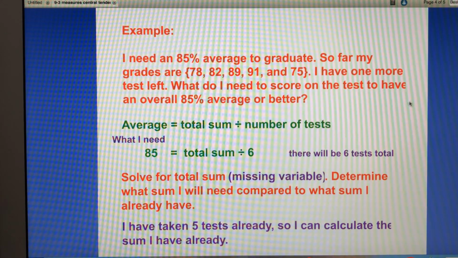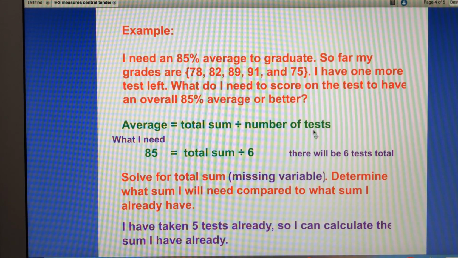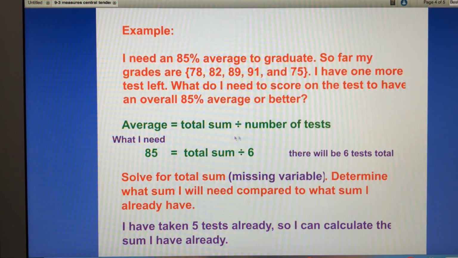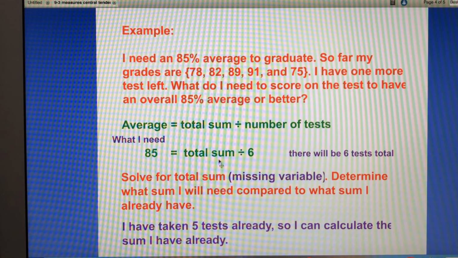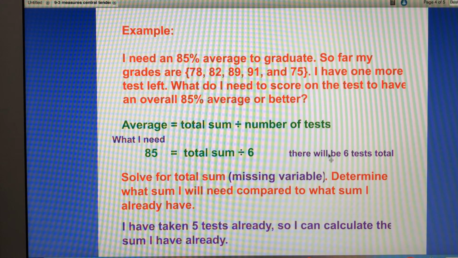We know from algebra that average equals the total sum divided by the number of tests. In fact, we just did this when we said mean, the total sum divided by the number of data points. So I need an average of 85. A total sum, I need to know what that will be. How many points do I need? I know that I have 6 tests. There will be 6 tests.